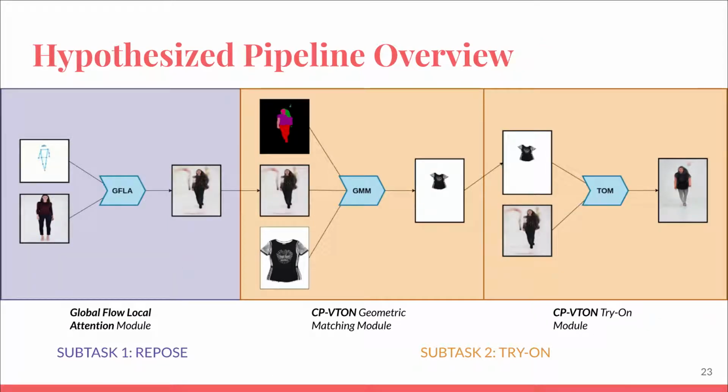Now to recap our pipeline: in order to perform the full try-on, we first had to do a global flow to repose it, and then we're going to do CPVTON. But in order to do this, we had to first parse the LIP clothing segmentation labels on every single frame of the global flow output.